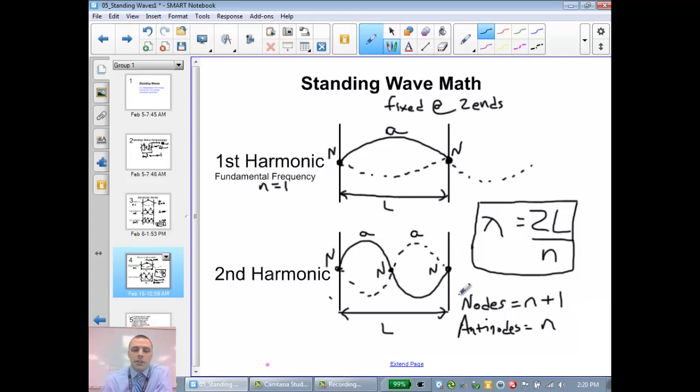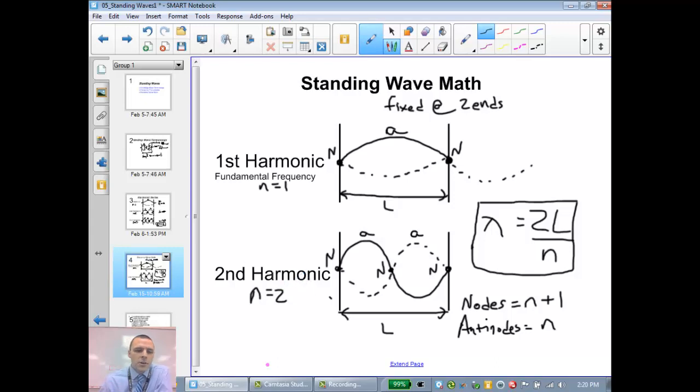So if we do our second harmonic, for example, the number of nodes should equal, if the second harmonic is 2, it should equal 2 plus 1, and there's 3 nodes. And how many antinodes would there be in the second harmonic? Well, there would just simply be 2.